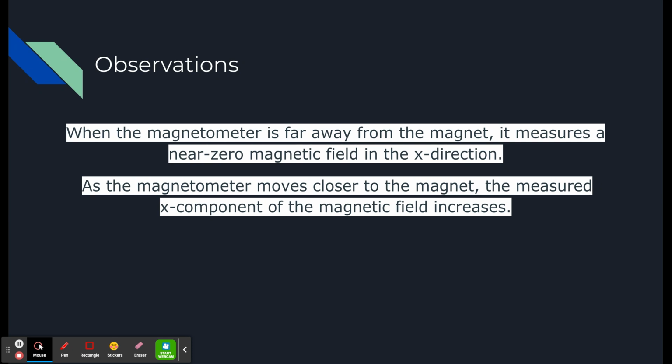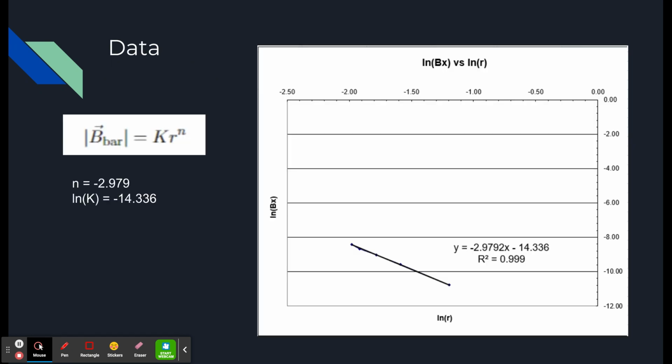When the magnetometer is far away from the magnet, it measures a near zero magnetic field in the x direction, which is mainly because the magnetic field is just not strong enough to reach the magnetometer when it's far away. And as the magnetometer moves closer to the magnet, it measures the x component of the magnetic field. And it's increasing as it moves closer because the measure stick is orthogonal to the north of the magnet, which changes the x component.